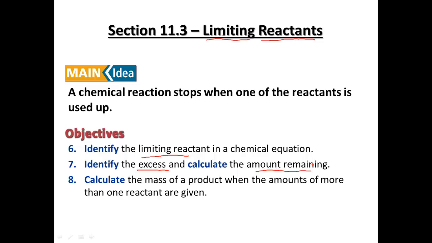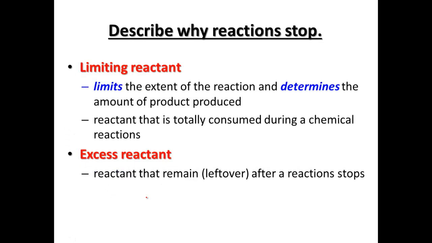So during our chemical reactions, something's going to stop our reactions from happening. So we're going to be able to find the mass of our product during our chemical reactions, depending on what we start with. Now, why do chemical reactions stop? One reactant in a chemical reaction is going to limit or determine how much product is actually produced. Eventually, one reactant is totally consumed during a chemical reaction, and this is going to limit or stop how much product we can actually produce.